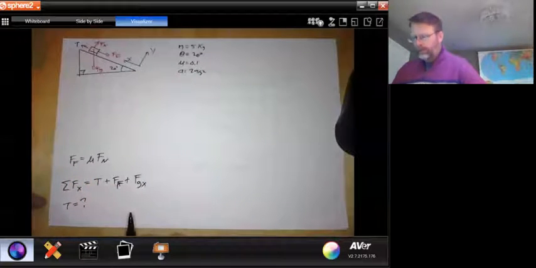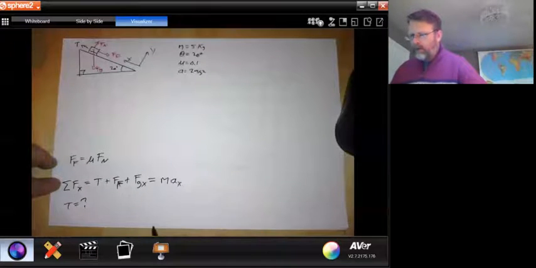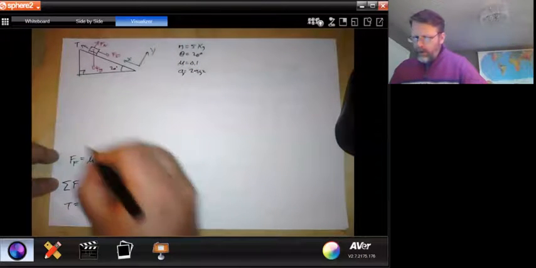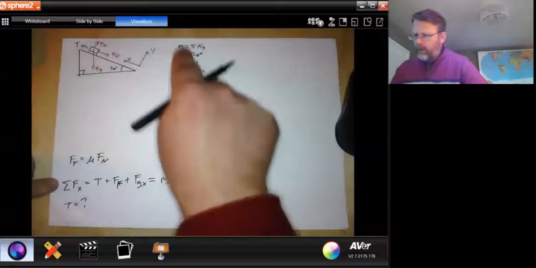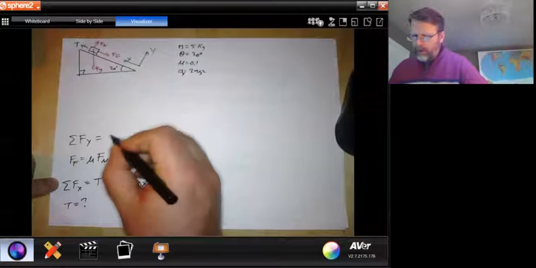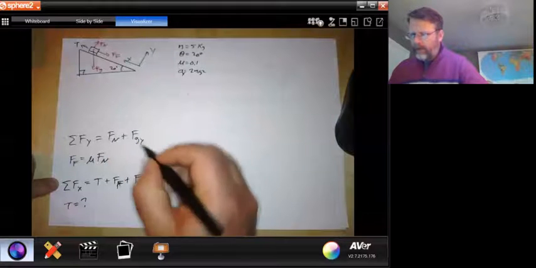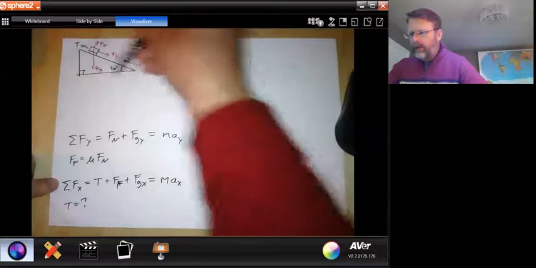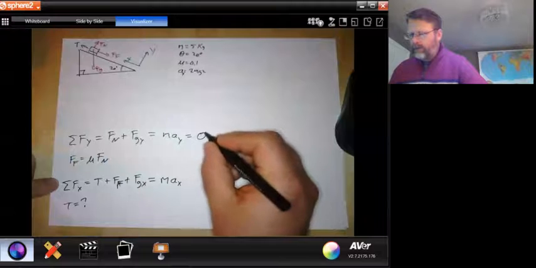Mu times force normal. By the way, all of this is going to be equal to my acceleration in the x. In order to find the force of friction, we have to use this. They don't give us the force normal yet, so we have to do our sum of forces in the y equals our force normal plus our force of gravity in the y. All of that equals my acceleration in the y, but there's nothing accelerating through the board, so that is going to equal 0.